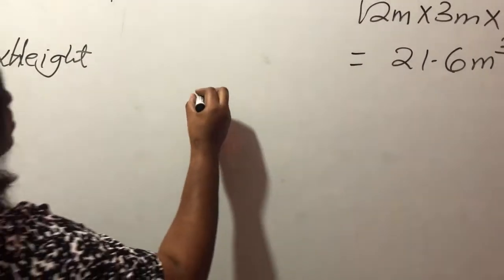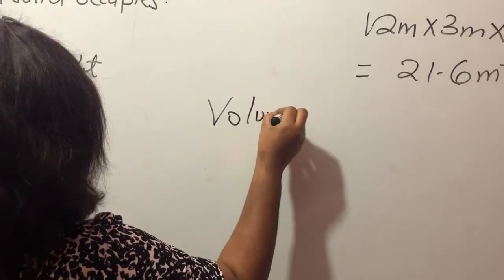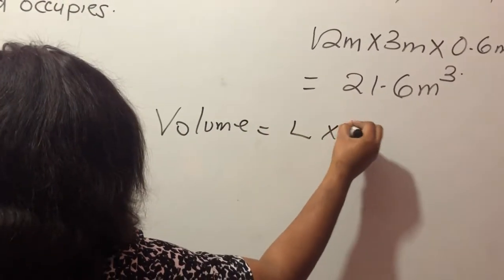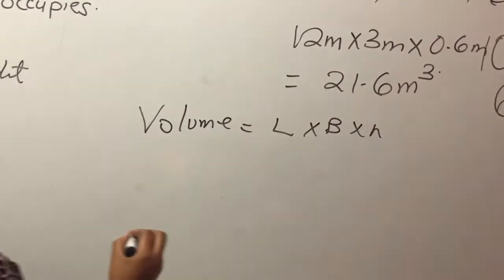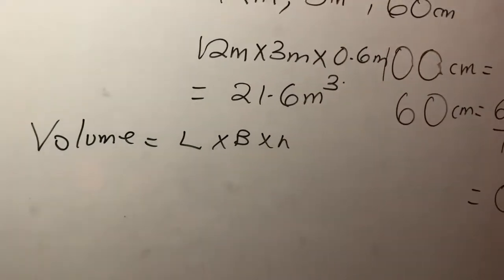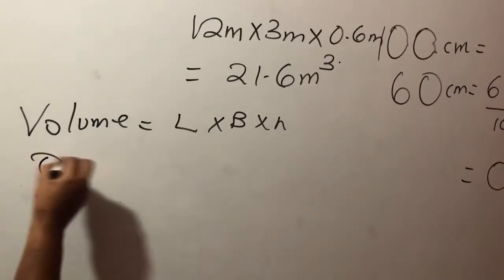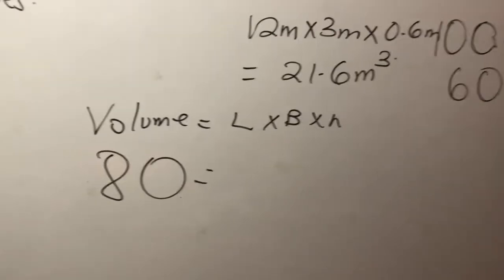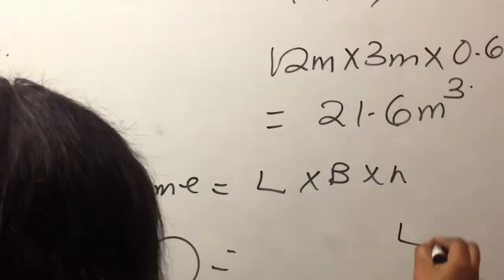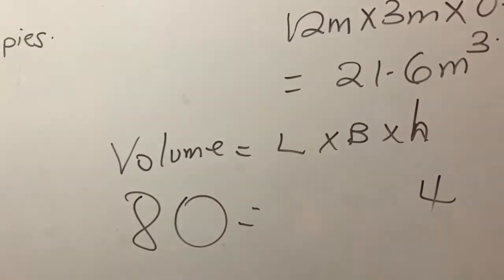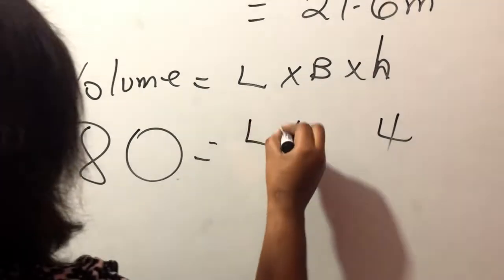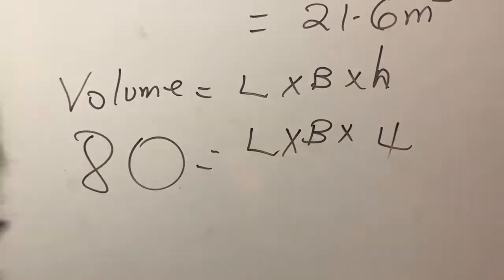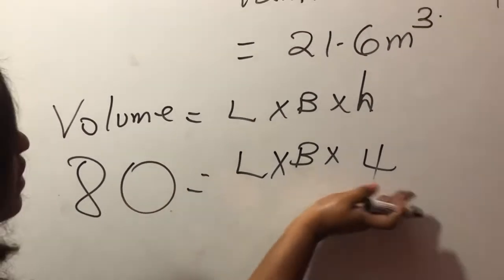So we know that volume is what? Volume is length times breadth times height. The volume of the room is 80. We have the height, right? Our height is 4 meters. Now, we are left with length times breadth. Now, you see the interesting part of the question.